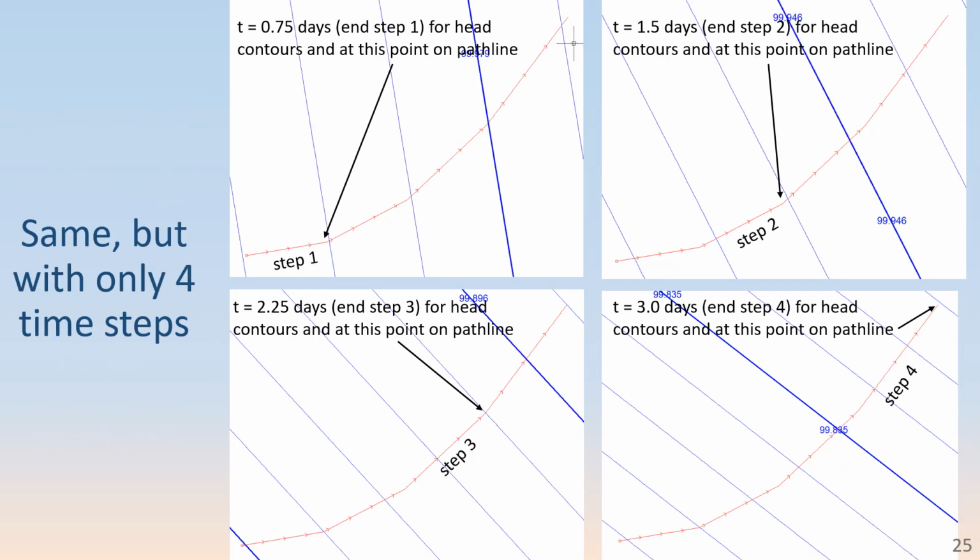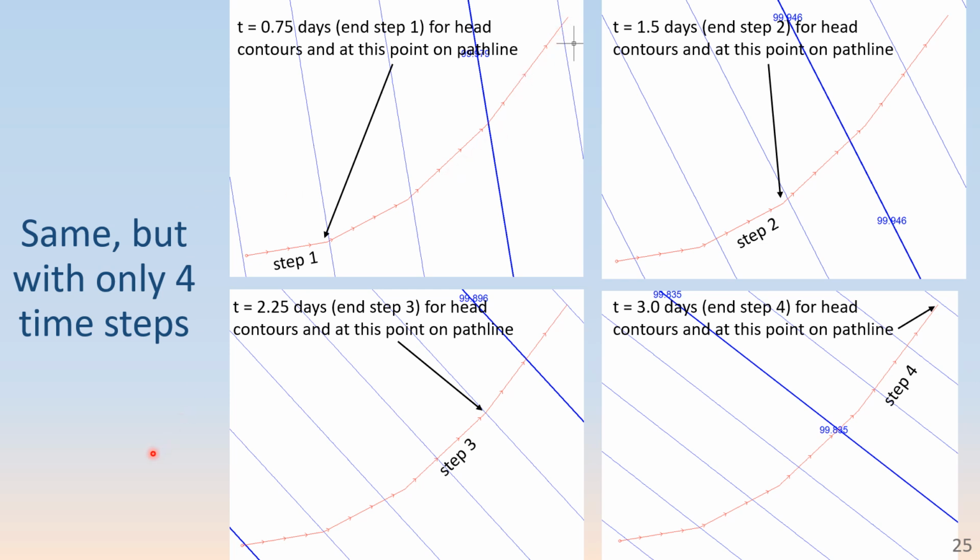To help you visualize this even better, I've taken that same simulation and made it only 4 time steps, each 0.75 days long. This is a much coarser time discretization. And when you trace the path lines in that model, you can easily see that here's the duration of step 1, where the flow was going this direction. Here's the duration of step 2. There's the duration of step 3 and of step 4.